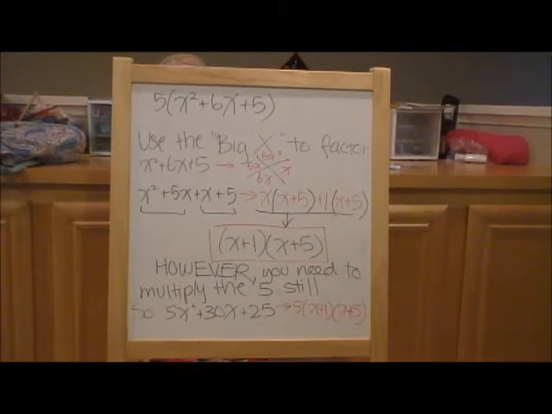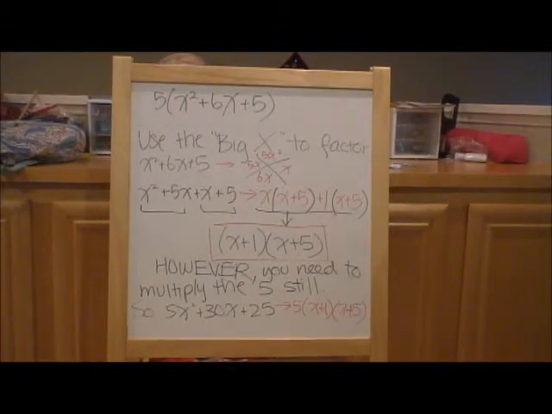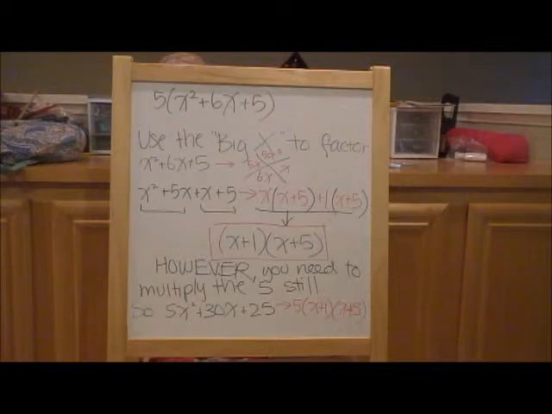Use the big X to factor x squared plus 6x plus 5 as shown, and then you group them together, so x times x plus 5 plus 1 times x plus 5 gets you x plus 1 times x plus 5. However, you still need to multiply that 5 in, because that is only the factoring of x squared plus 6x plus 5 and not the original equation. So 5x squared plus 30x plus 25 is actually factored out to 5 times x plus 1 times x plus 5.